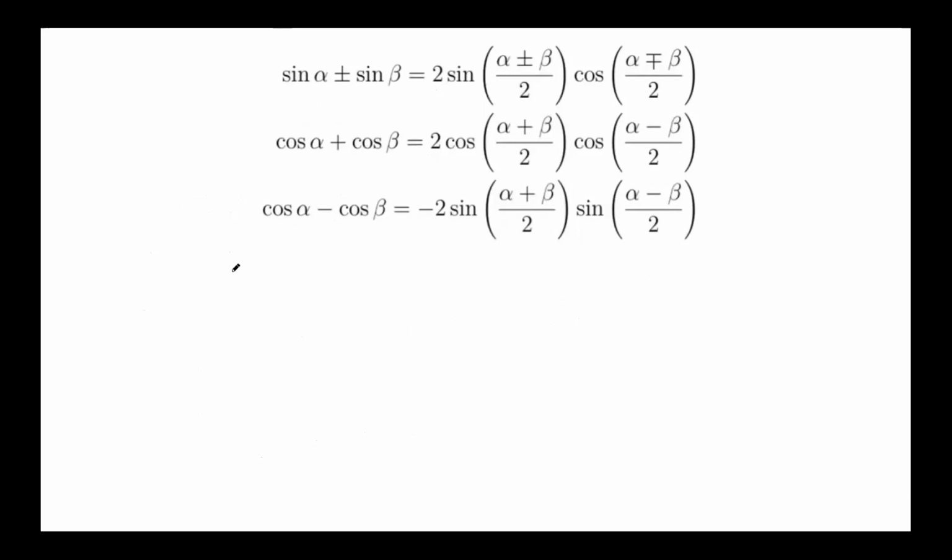Let's see how much do we have left here. Okay, we're near the end.